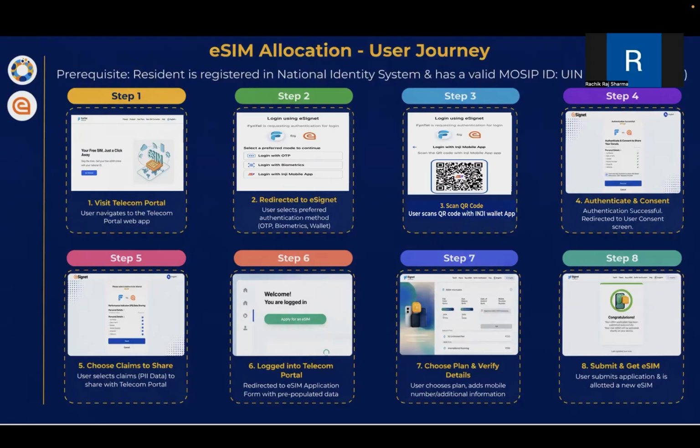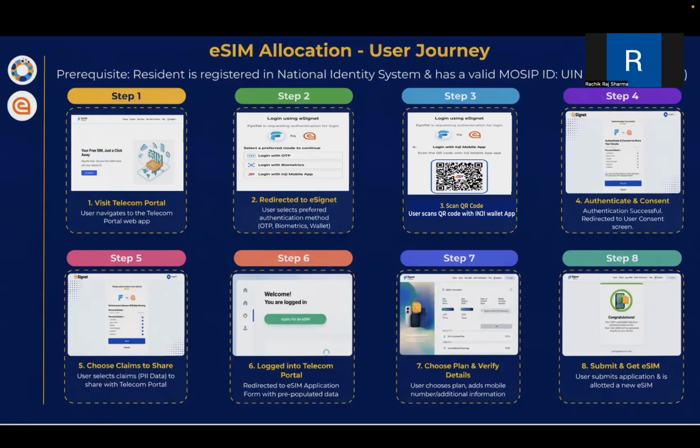Now, in this case, we'll be using INJI wallet, but in a real-time scenario, eSignet login can work with any digital wallet. So if you already have a digital wallet working for you, you can integrate it with eSignet and use that particular wallet to log in with your verifiable credentials. One more point I want to highlight here is that you might hear a term like VC, which is nothing but a short form for verifiable credentials. Okay, so we'll use verifiable credentials to log into the telecom portal.